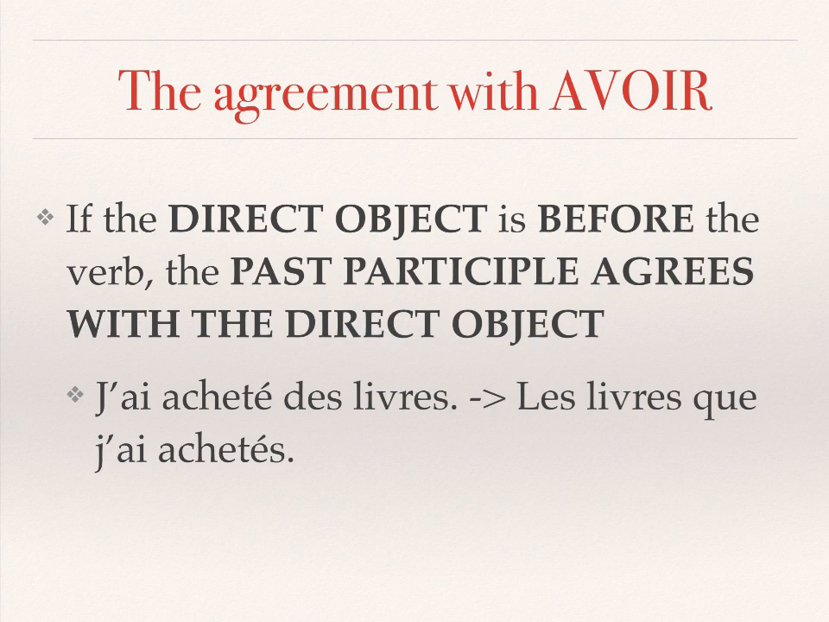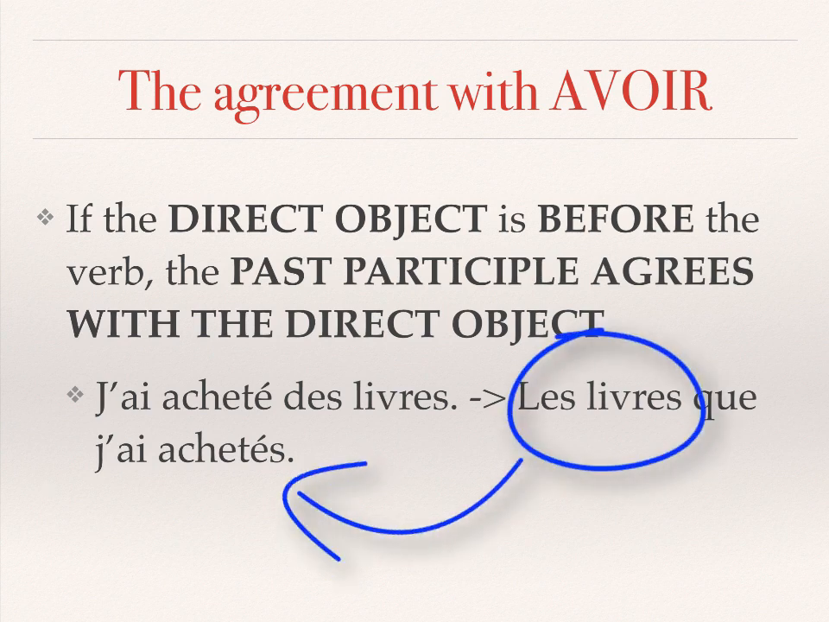Now if I turn the sentence using a relative pronoun, and if I say les livres que j'ai achetés, you can see that les livres, which is the direct object of the verb, is now before the verb in the sentence. And as you can see, acheté has an S because it agrees with les livres, which is masculine plural.